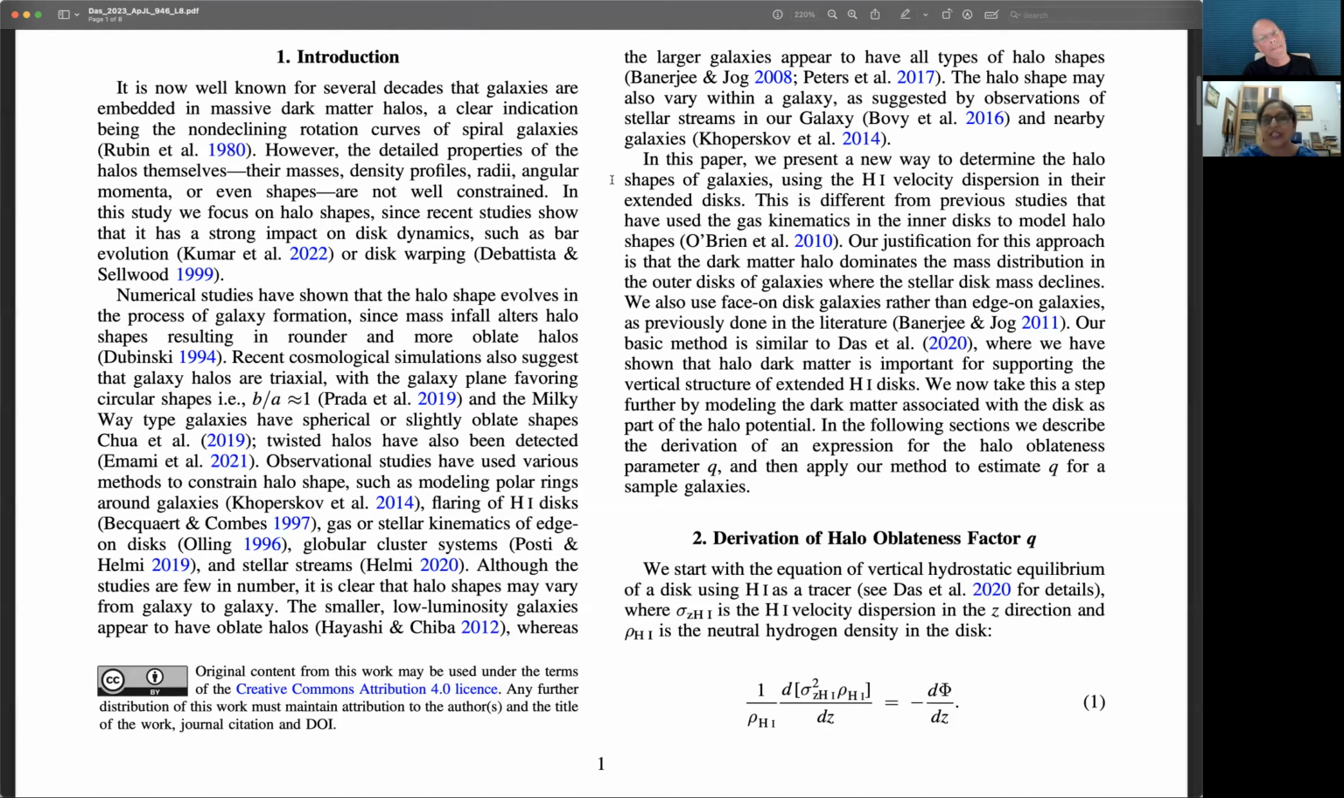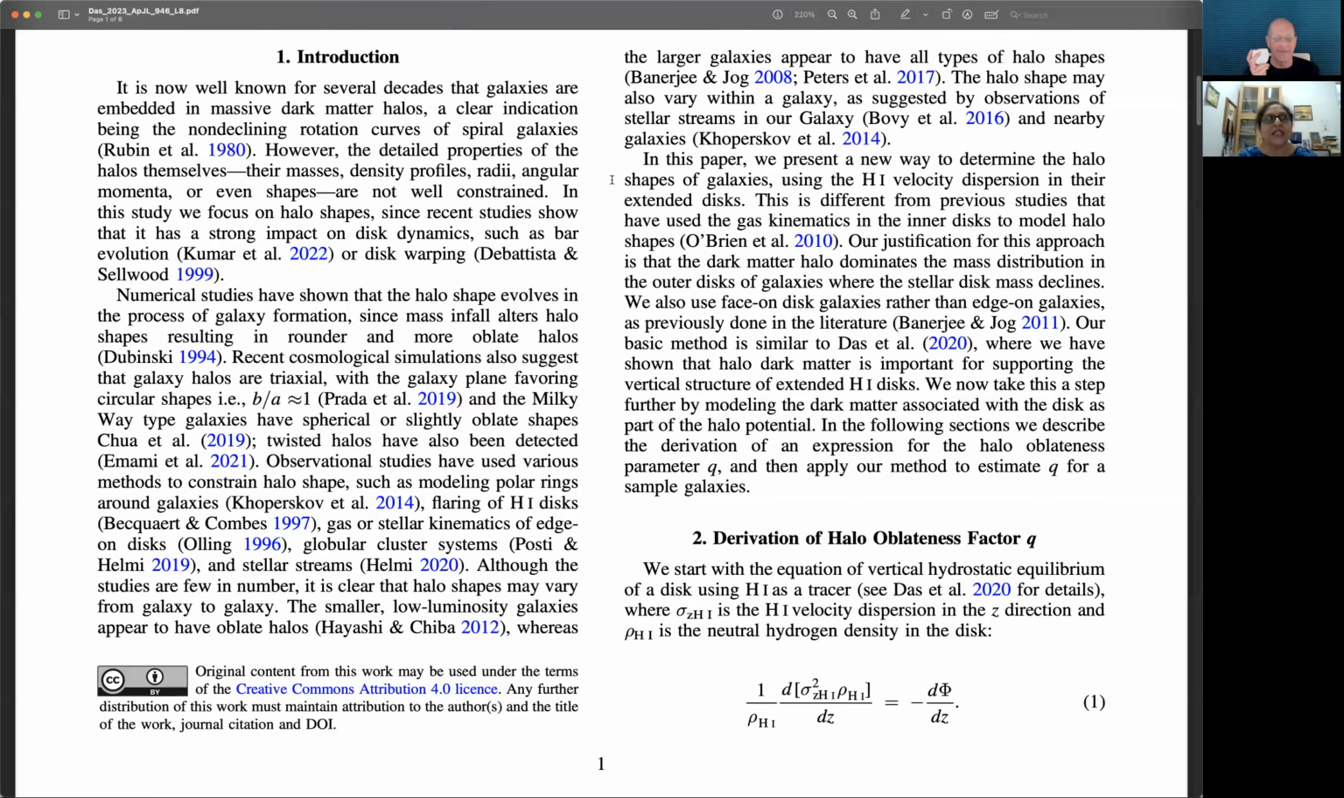Now, when we started looking at this problem, I realized that one thing that people haven't done is look at neutral hydrogen velocity dispersion, not rotation. The reason why I chose neutral hydrogen is because neutral hydrogen often extends way out in galaxies. So it extends way beyond the stellar disk. And in those regions, the halo potential dominates. So if we want to probe the dark matter halo potential, neutral hydrogen is our best probe, because it's going out into the outer parts. So that was one of the reasons why we chose neutral hydrogen.